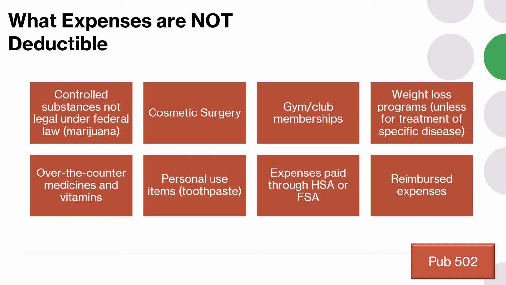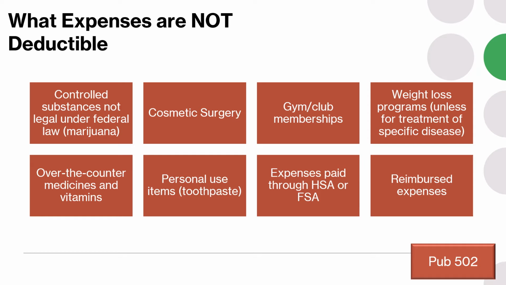And then you can't double up the expenses that you paid through an HSA or an FSA and then also deduct the same expenses on Schedule A. If you got a tax-free benefit from it before, you can't get another tax benefit for it now.